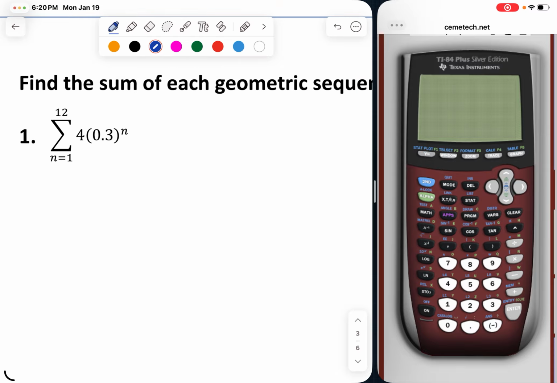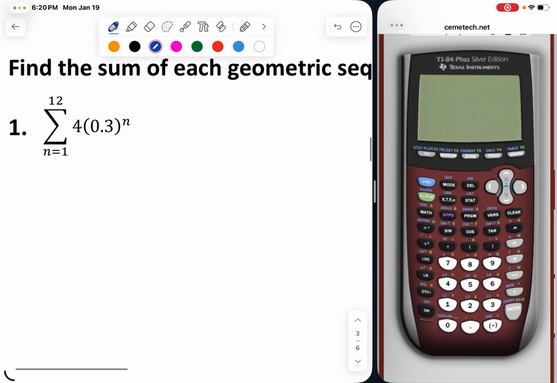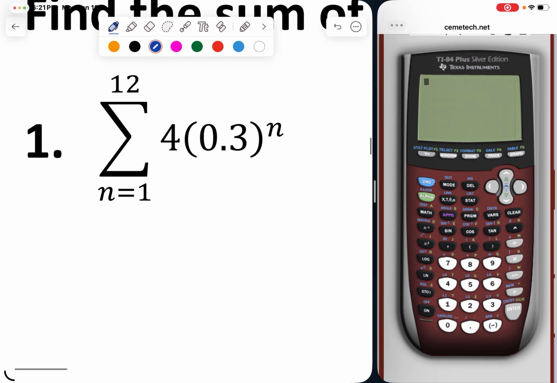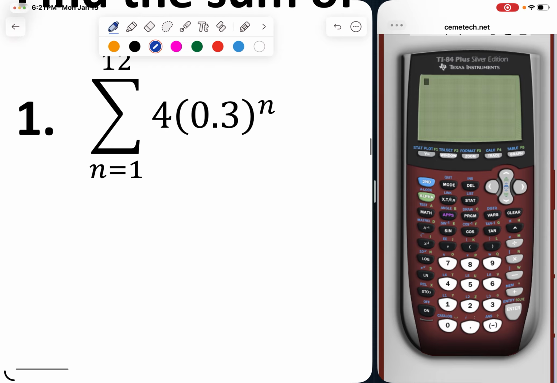It says find the sum of the geometric series. It should say geometric series, but it's fine. And the directions don't even have to say that. I know I'm talking a lot before I even do the problem, but if it just says evaluate or find the sum, this sigma means it's a sum, okay? Now also let's make sure we recognize it as geometric, right? This is 4 times 0.3 to the nth power. Since it is an exponential function, meaning that your variable is in your exponent, therefore it's geometric.